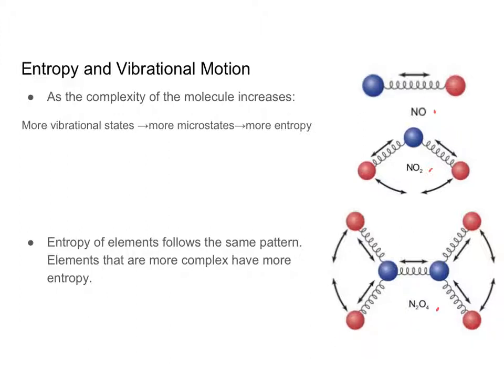Yes? How are we supposed to know which elements are more complex when we just see elements? Bullet point 2 here says entropy of elements follows the pattern: elements that are more complex have more entropy. So hydrogen versus aluminum versus xenon, okay? Most entropy, least entropy.